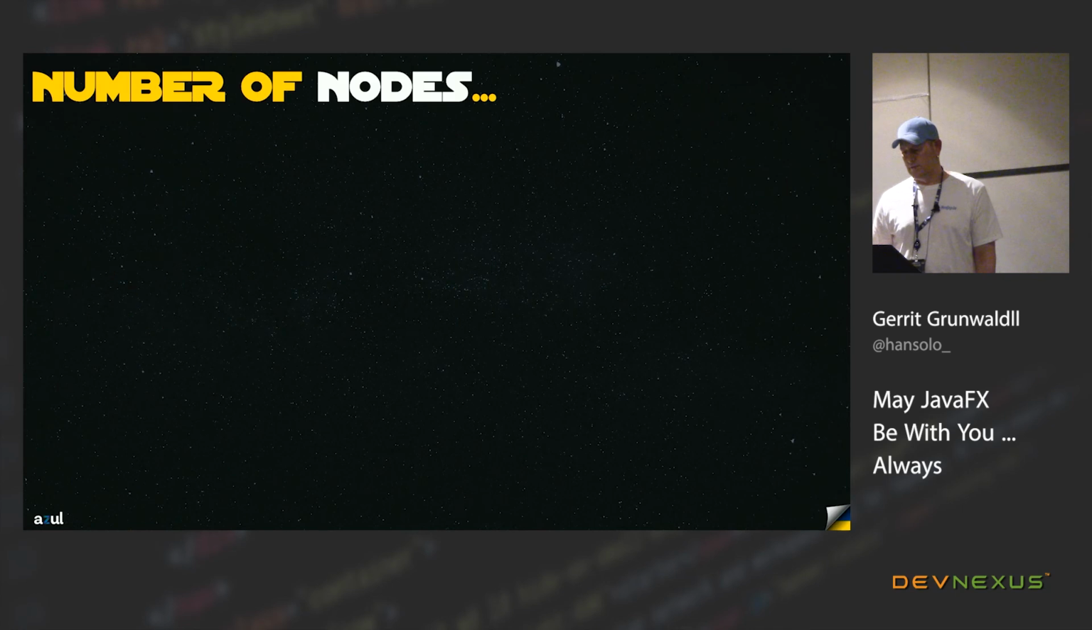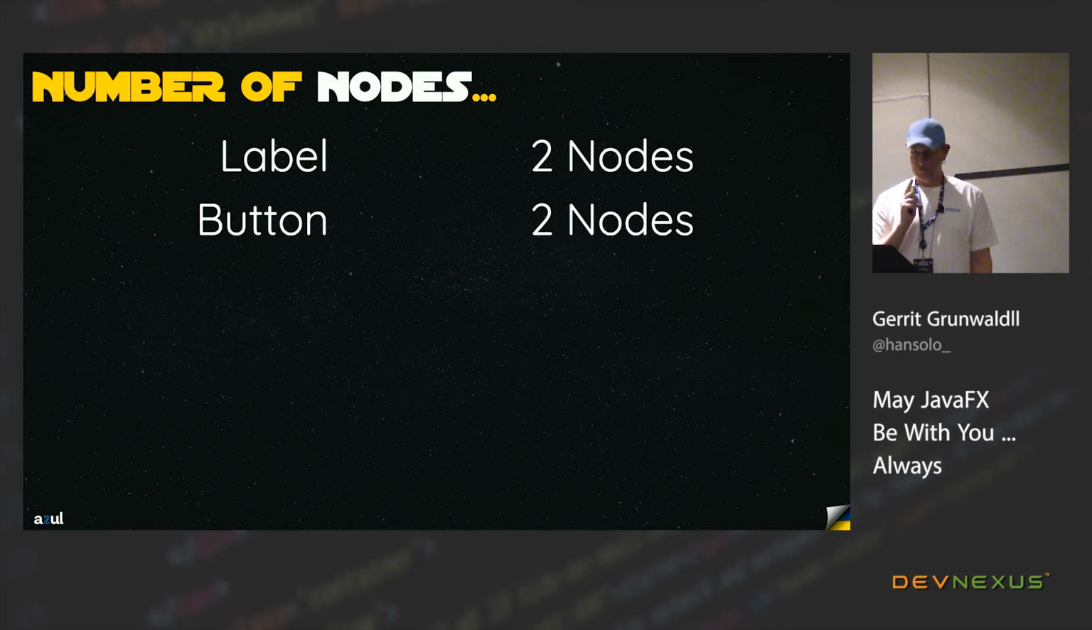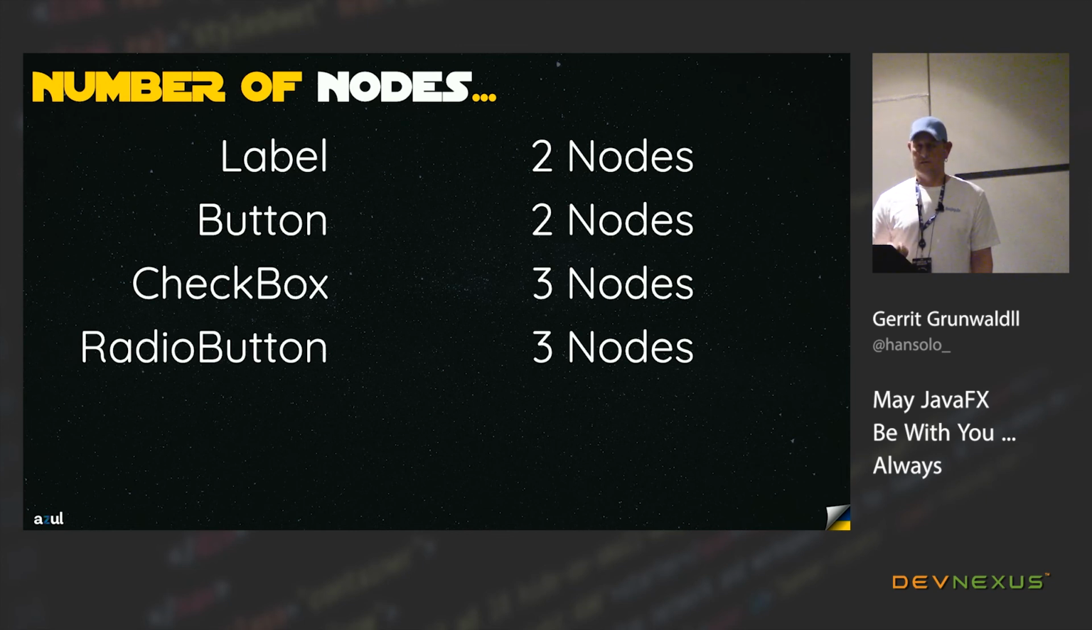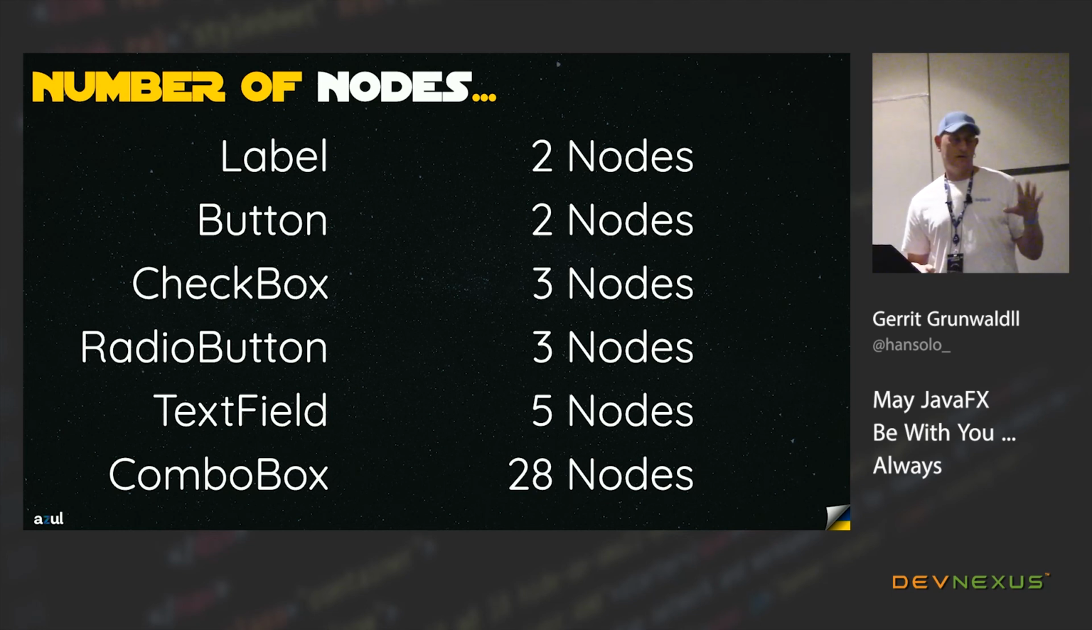So, and I give you one example now. We saw the stuff in my application, and if you take a look at a label, for example, it has 2 nodes on the scene graph. A button is also 2 nodes. A checkbox is already 3 nodes. If you have a radio button, it's also 3 nodes. The text field is 5, and now this is the good one. A combo box, 28 nodes on the scene graph. This is one UI control. The scene graph has to handle 28 of it, right? So when JavaFX came out, Oracle said, well, the scene graph can handle up to 100,000 nodes, no problem at all. We did a test at that time.